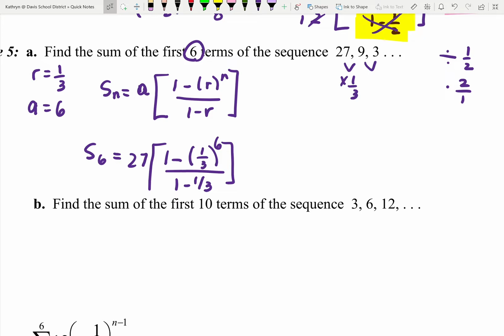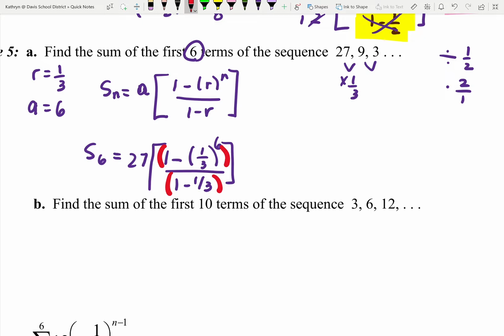Around the top, you have to add parentheses right here, and also around the bottom. Now everybody just look for 2 seconds before you start punching, because sometimes people struggle with these calculators. So just watch. 27, parenthesis, 1 minus parenthesis, 1 divided by 3, close parenthesis, raise it to the 6, close parenthesis, divided by parenthesis, 1 minus 1 divided by 3, close parenthesis, enter. So it's exactly what you see, as long as you add those parentheses around there.